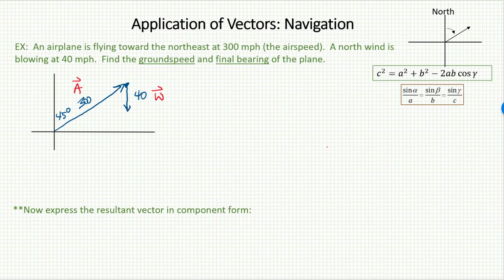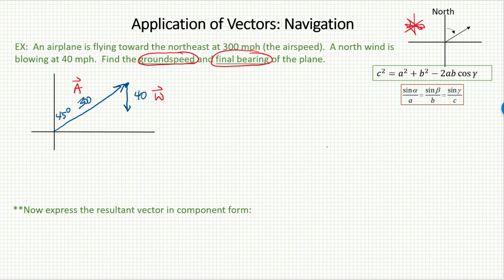I want to know, but what's going to actually happen to this plane? The speed is going to be impacted by the wind. We call that the ground speed. And the bearing of the plane, the direction, is also going to be impacted by the wind. Remember that bearing is measured from north, going in a clockwise direction.